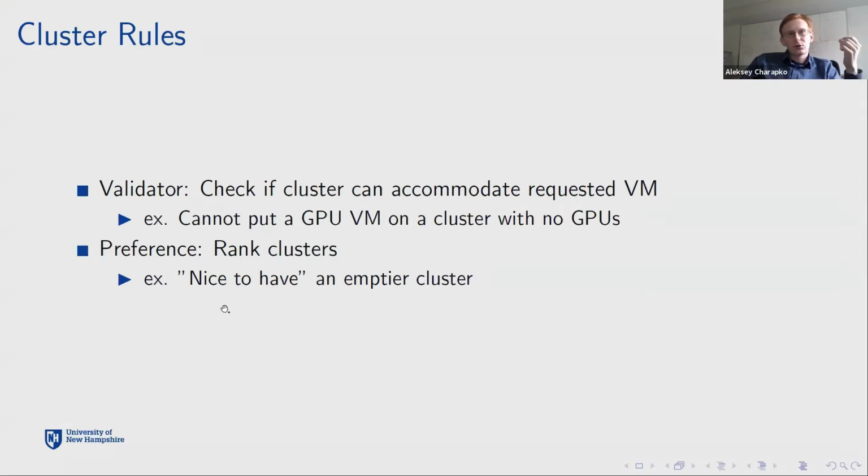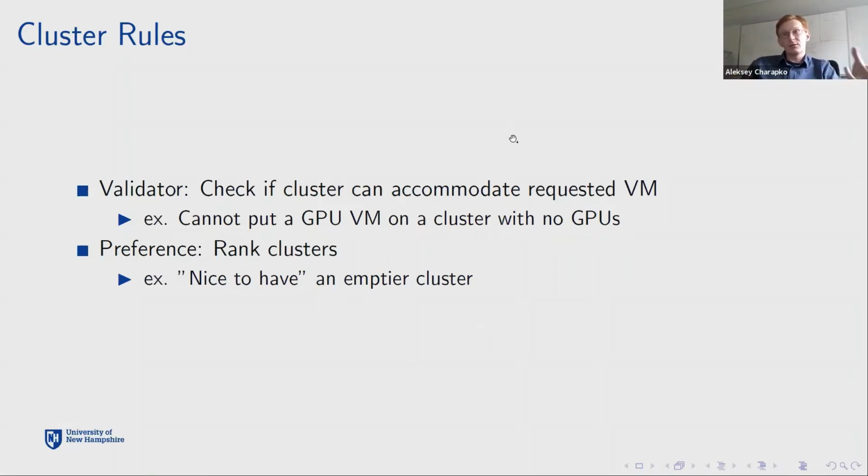After the validator rules on the cluster size, you have these preference rules, which more or less rank the clusters based on some nice-to-have parameters, right? So, for example, maybe it's nicer to place the virtual machine in an empty cluster to keep the load balanced. By ranking these clusters, Protean comes up with a list of 8 to 16 clusters out of the entire data center that can potentially host this particular VM.